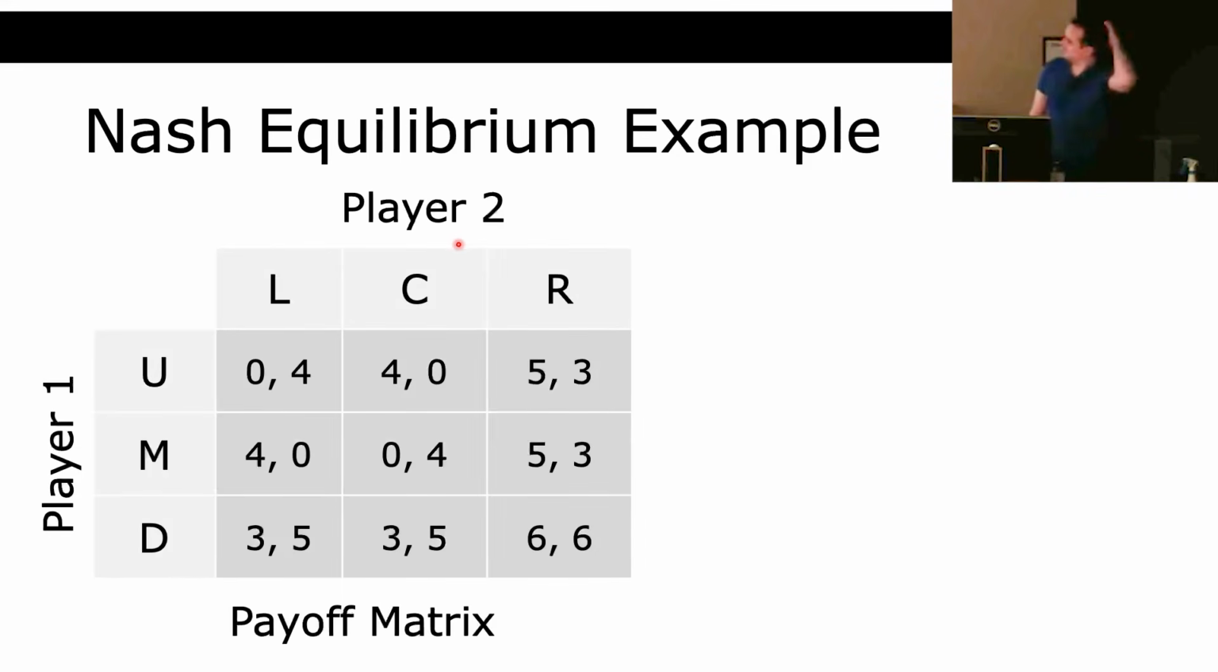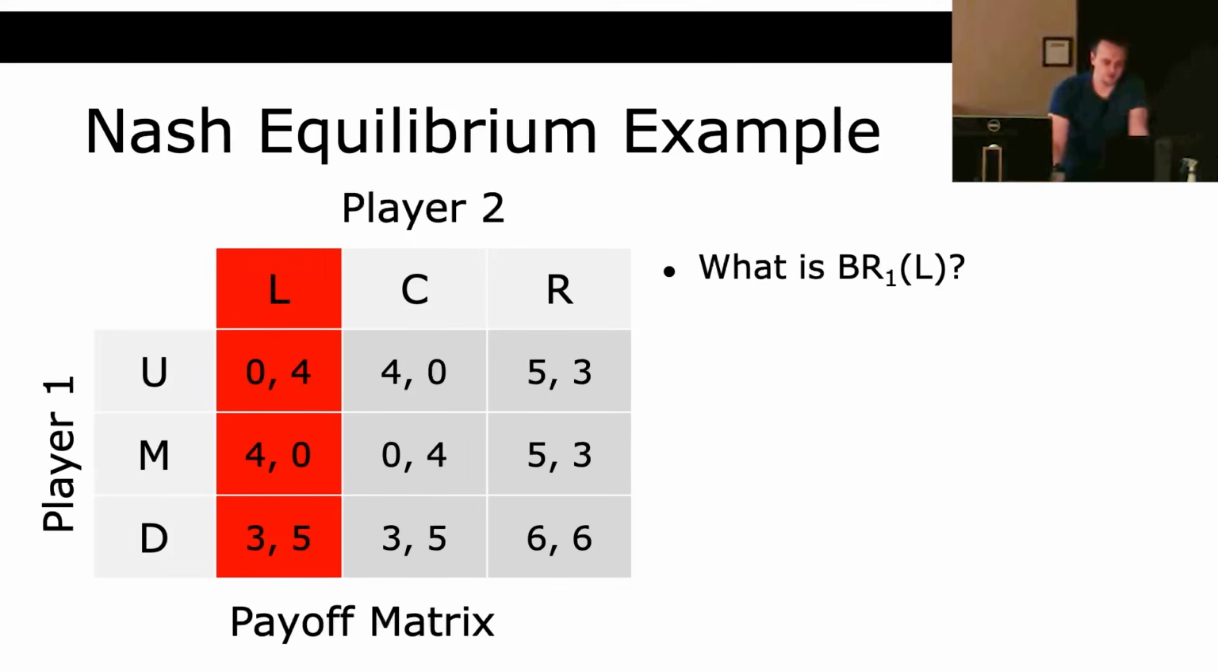All right. Wouldn't be a lecture if I didn't show you a calculation. Here is how you calculate the Nash equilibrium. So we have left, center, right, up, middle, down, whatever these actions are, they don't really matter. It's just the numbers that matter. So what is the best response of player 1 to player 2 choosing L? That's a great exam question.